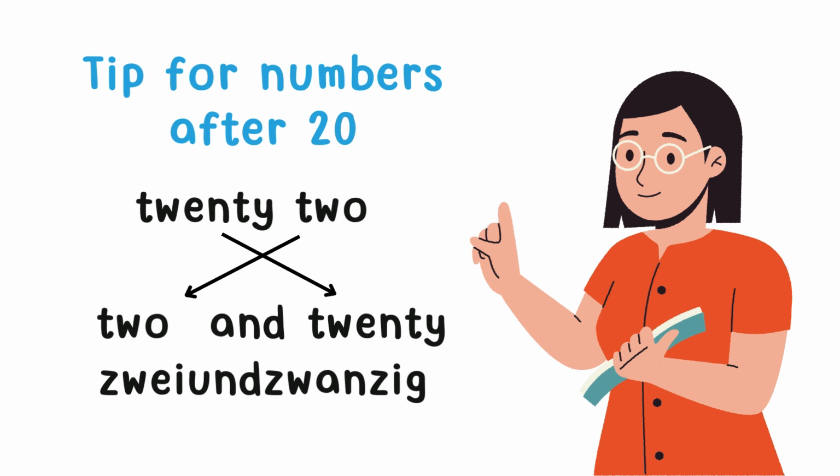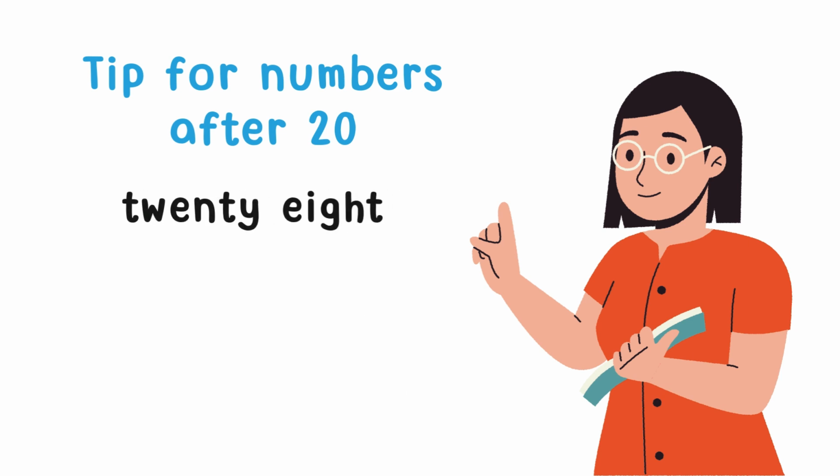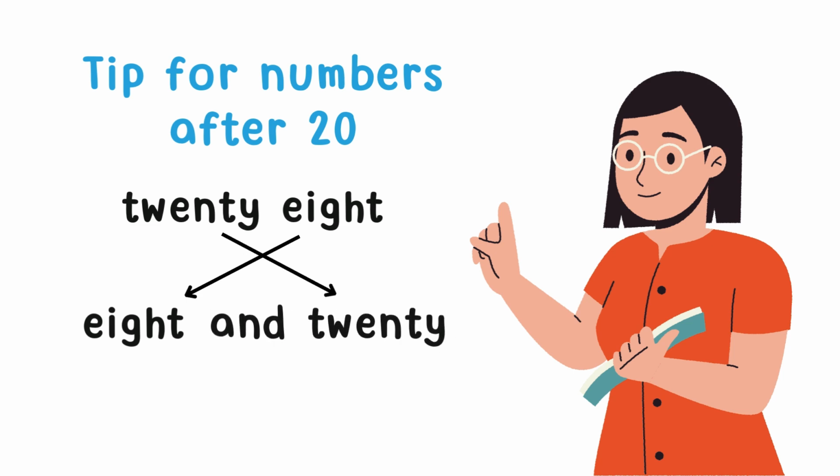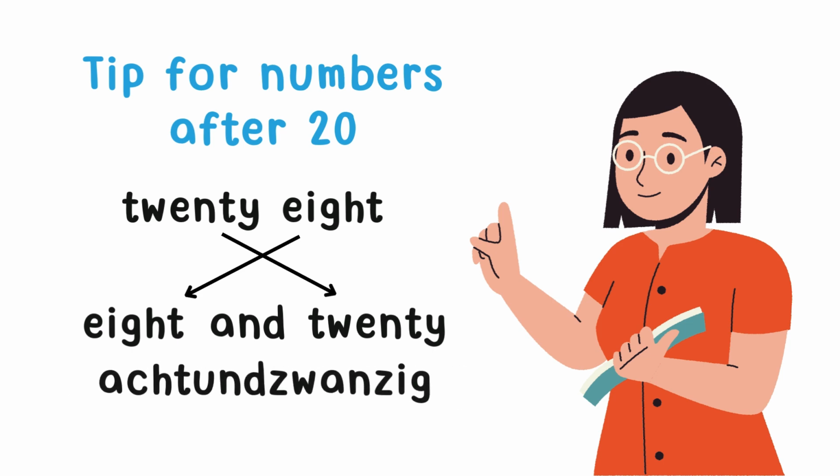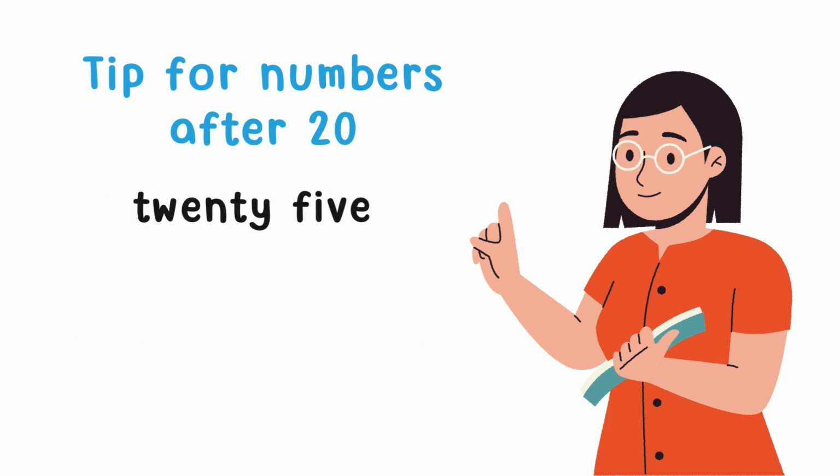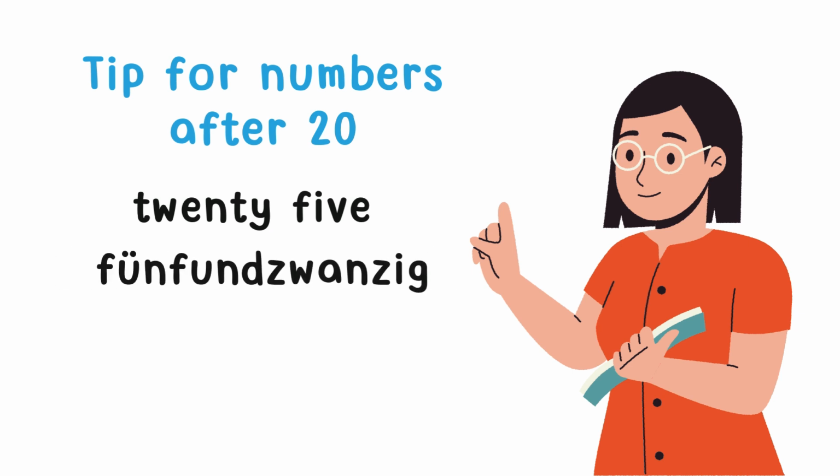Let's take another example. 28. Put the last digit 8 first and then 20. So 8 and 20 in German is 8 und 20. Simple, right? I want you to try it this time. What's this number in German? Sehr gut. It's 25.